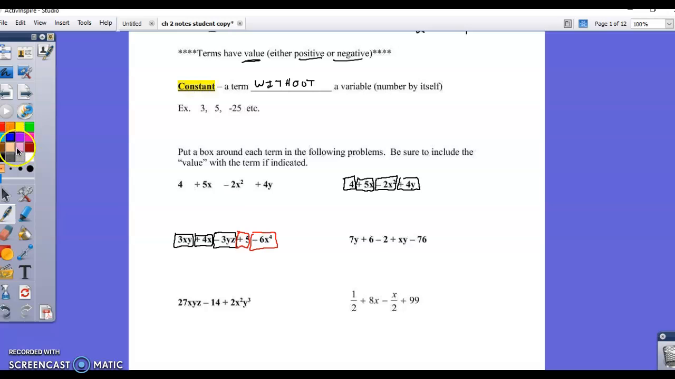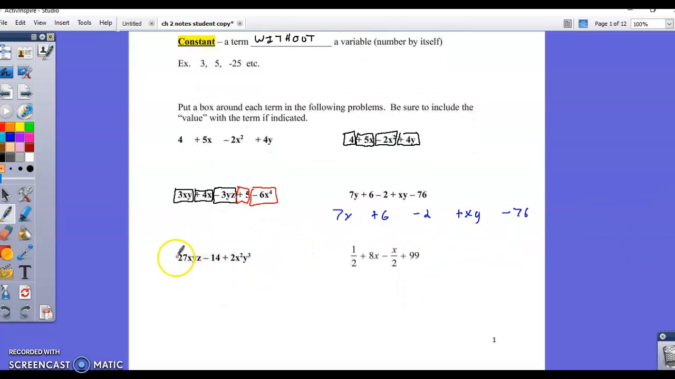So another way we can think about it, if you don't want to box them, is we can actually separate this. This will be a 7y. This would be a positive 6. This would be a -2. This would be a positive xy. This would be a negative 76. So again, just so we're looking at something that's bunched up so that we can visualize it more separate. 27xyz, -14, positive 2x squared y to the 3rd.